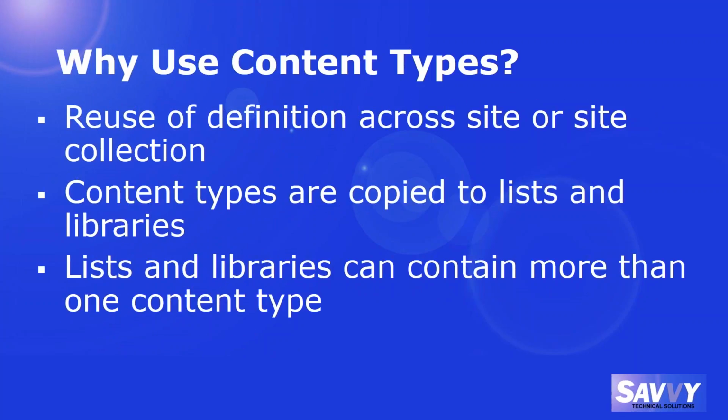So why use content types? It's a way to reuse a definition of content across a site or across a site collection. When you specify a content type, it's basically copied down to that local list or library. And as I mentioned, lists and libraries can contain more than one content type.